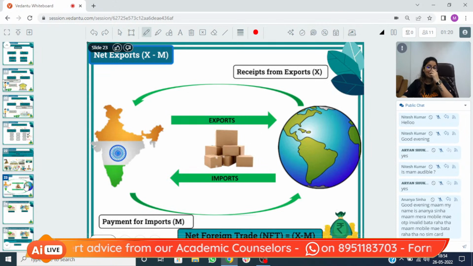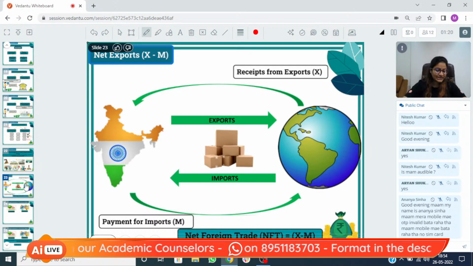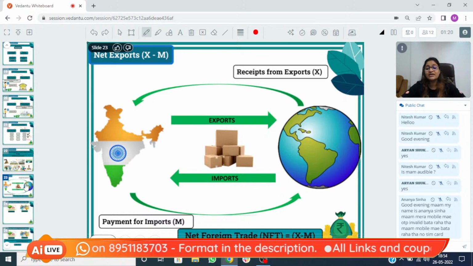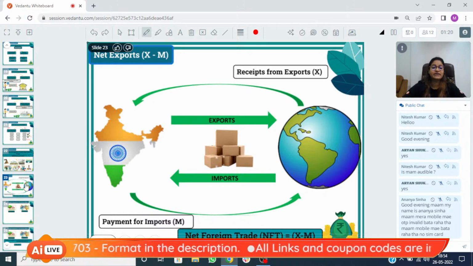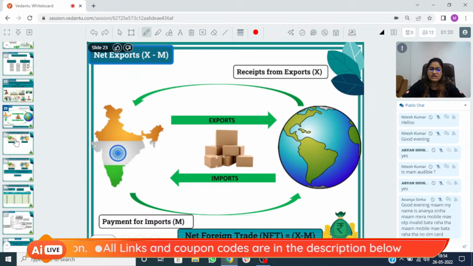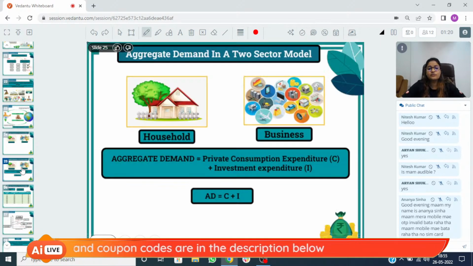Then we have net exports, also called as net foreign trade. What is net foreign trade? Exports minus imports. What is net foreign trade? Exports minus imports. Barabar, everyone? Chalo, let us move forward.